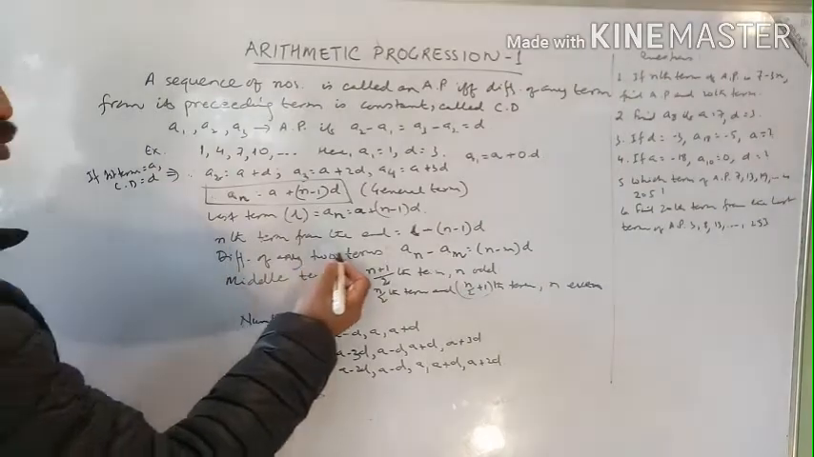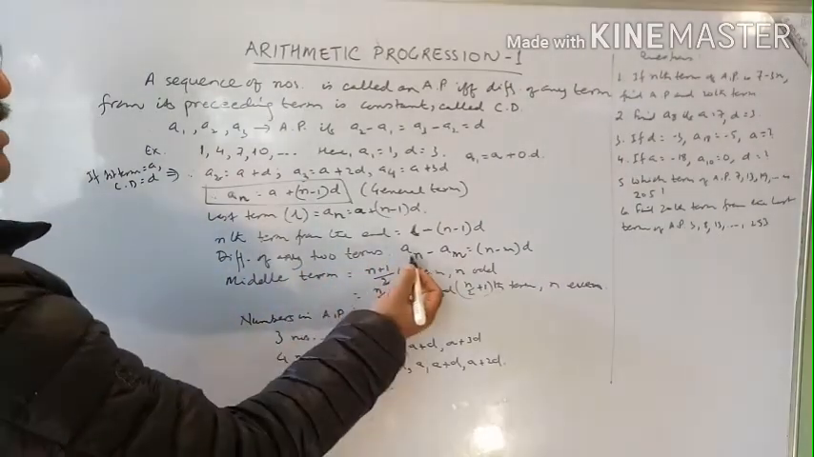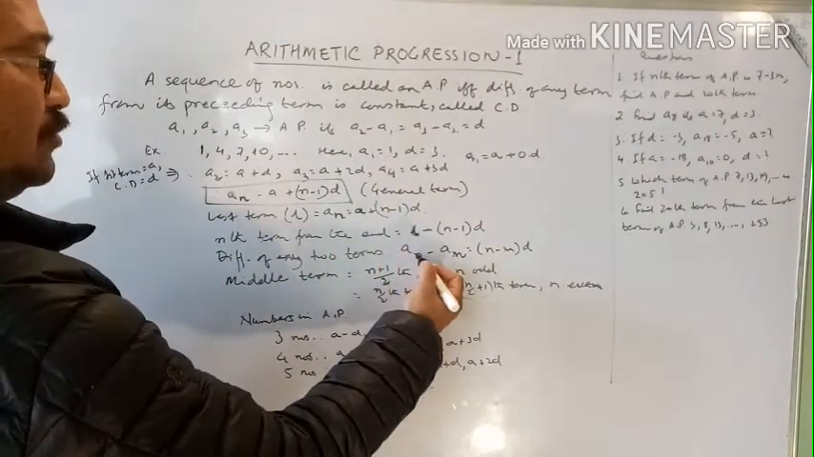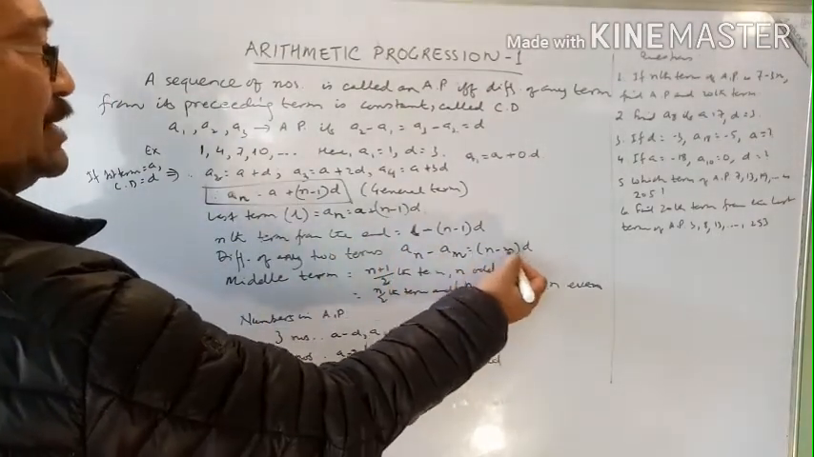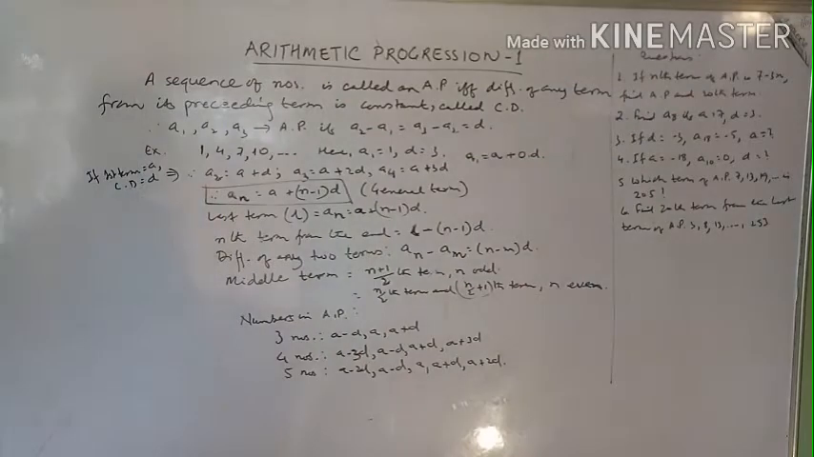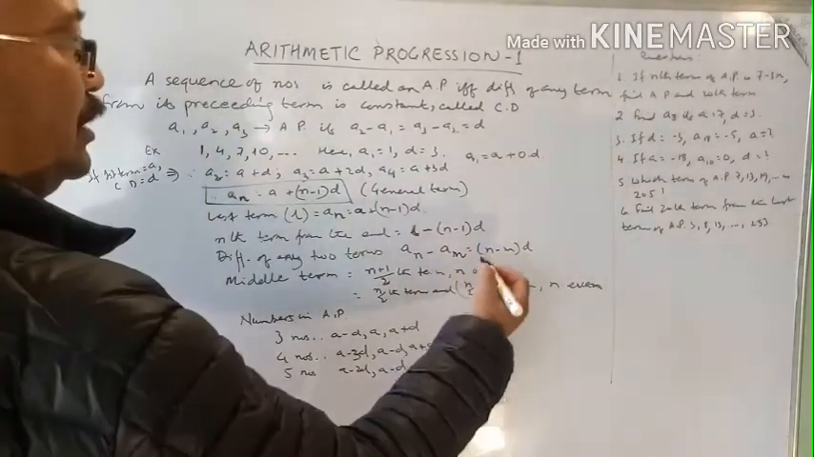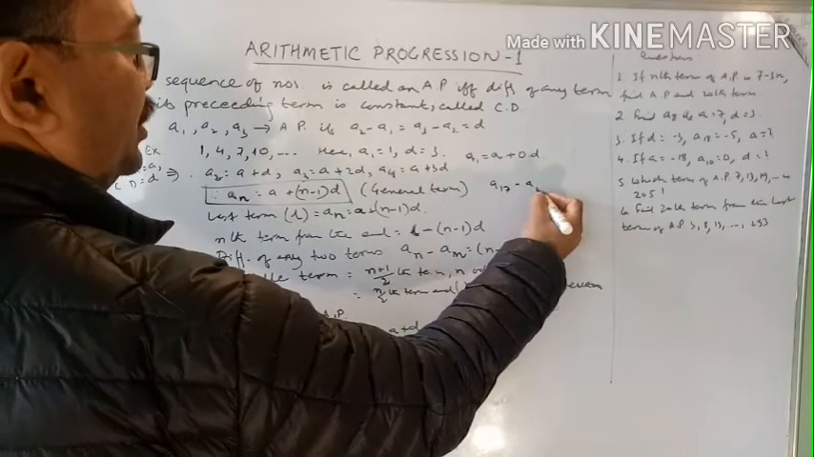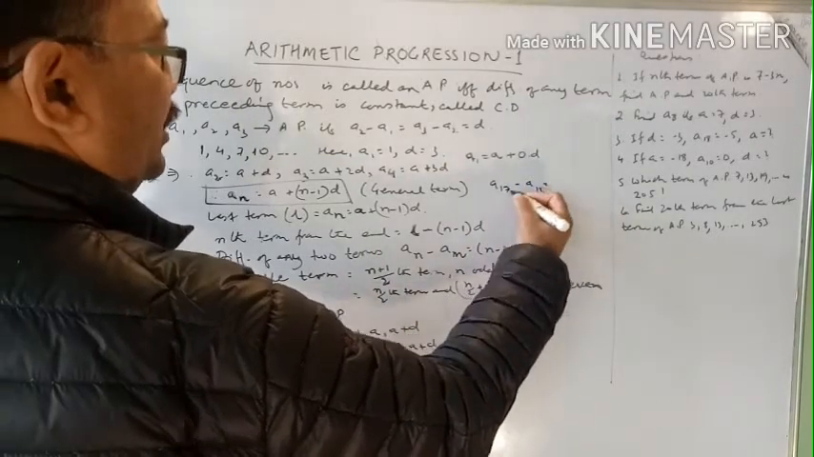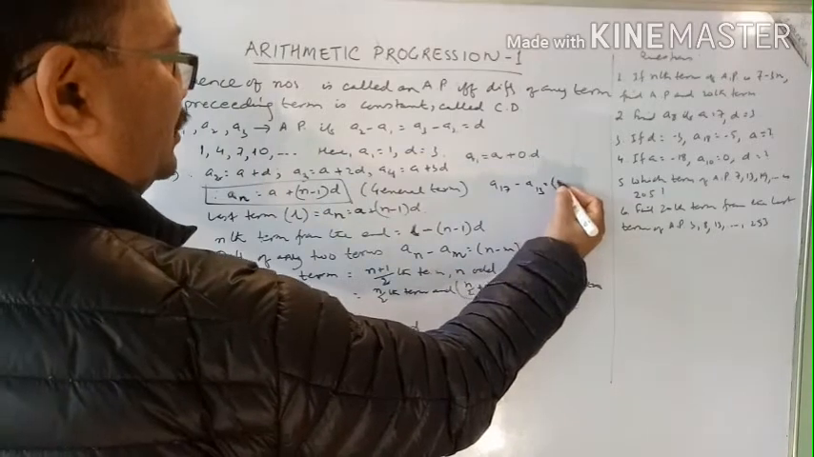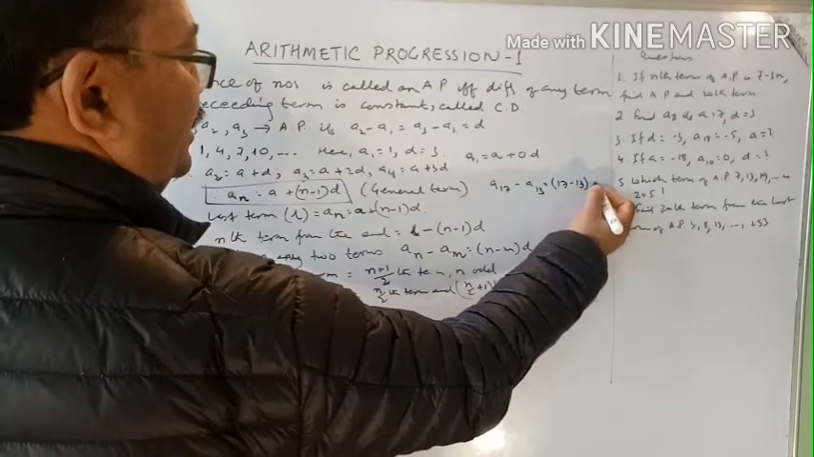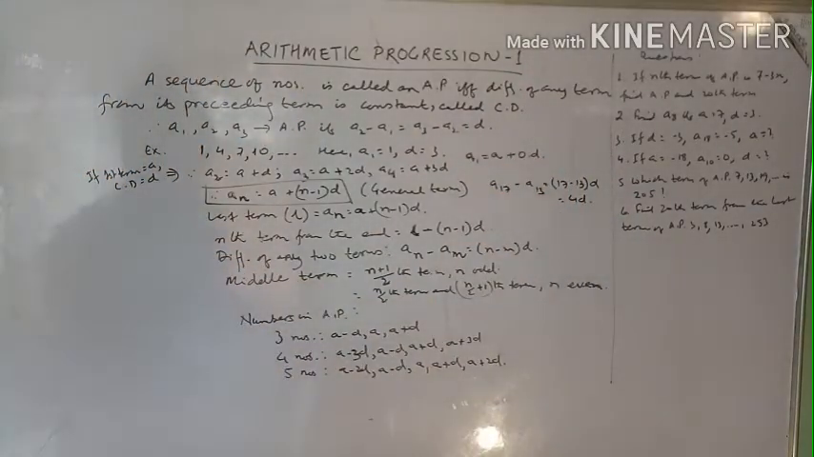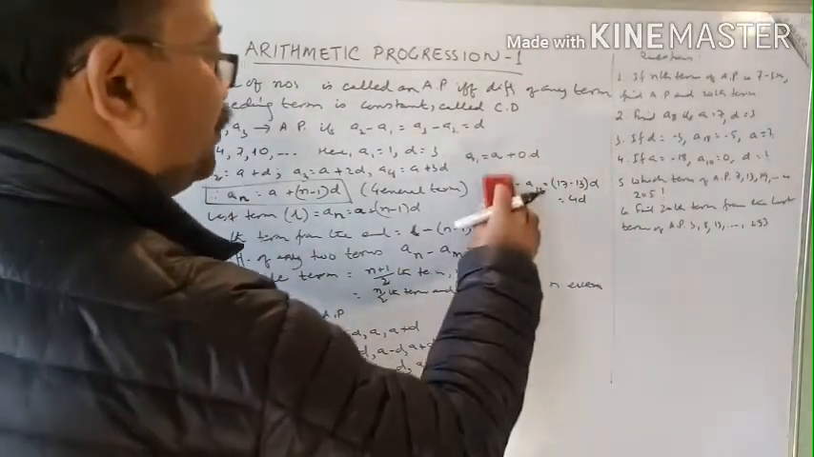Now, the difference of any two terms. a_n is the nth term, a_m is the mth term. So the difference between these two terms is given by (n minus m) into d. Suppose you have to find the difference between a_17 and a_13. Here n is 17, so 17 minus 13, so that is 4d. So you can easily find the difference of two terms.